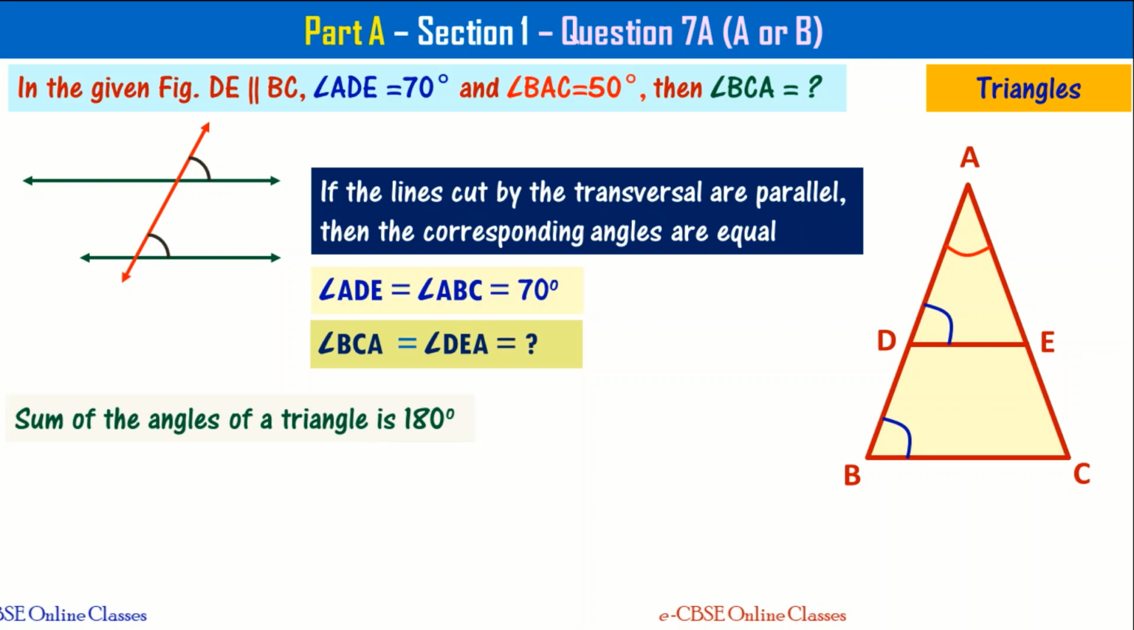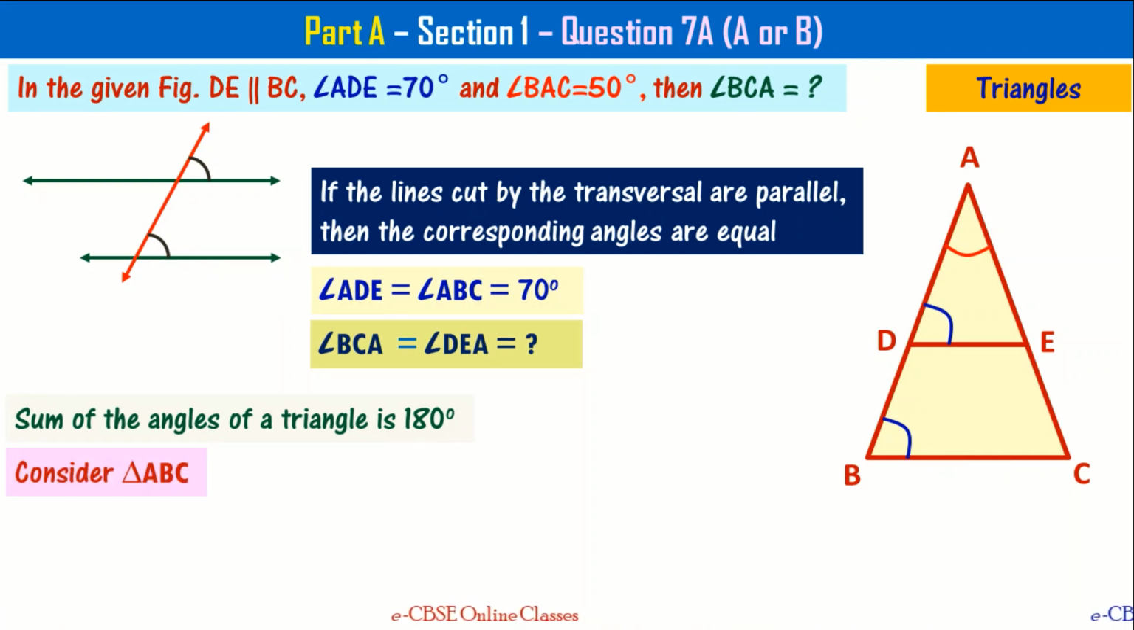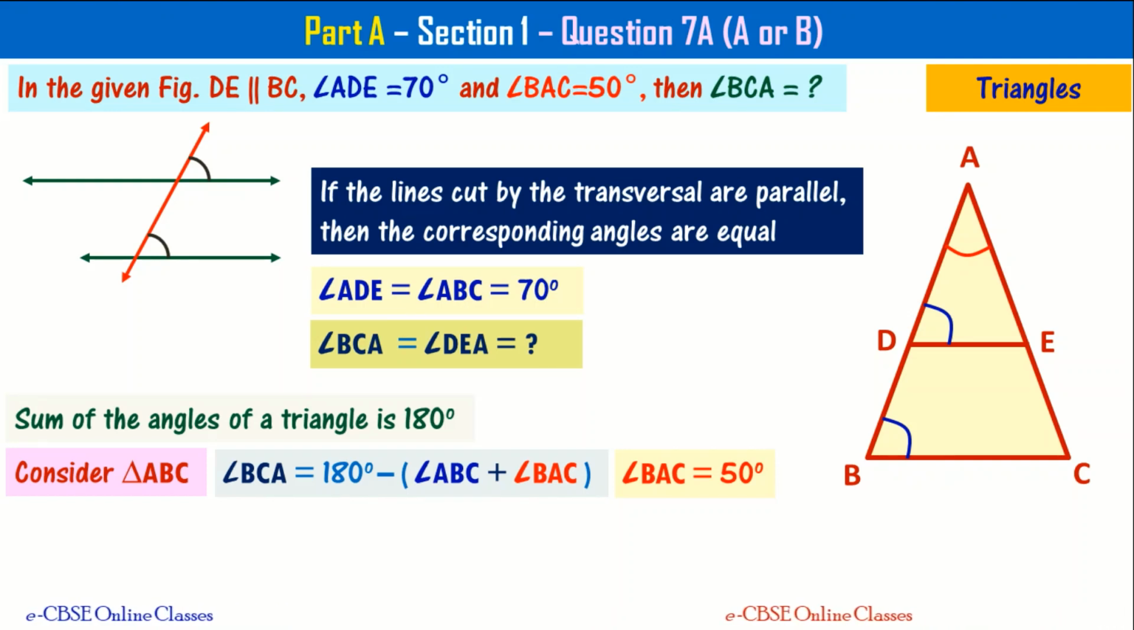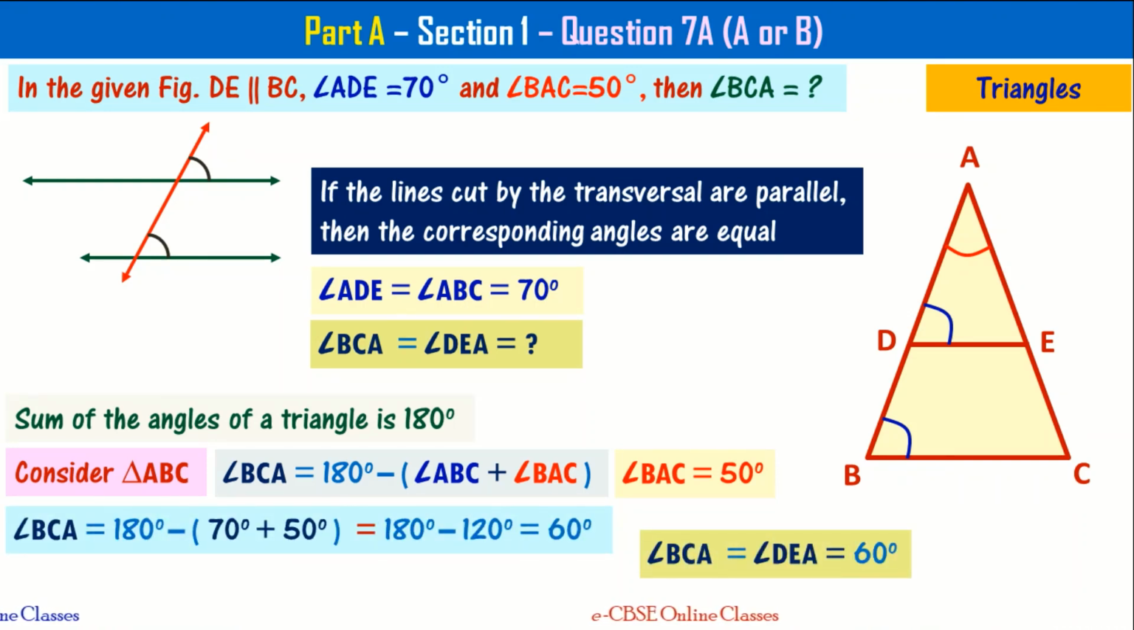We know that sum of angles of a triangle is 180 degrees. If you consider triangle ABC, you can write angle BCA as 180 degrees minus angle ABC plus angle BAC. And we know that angle ABC equal to 70 degrees and angle BAC equal to 50 degrees. Let's substitute them and simplify it to get angle BCA, that is equal to angle DEA, equal to 60 degrees. Please take a note of this.